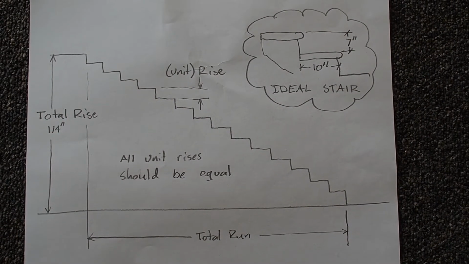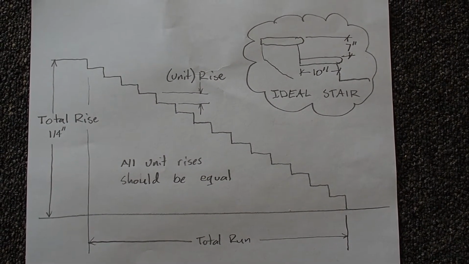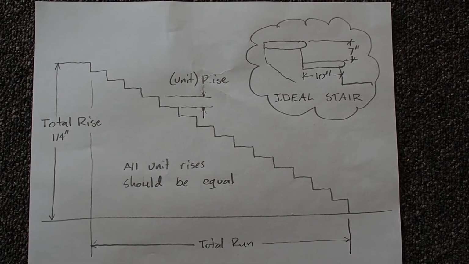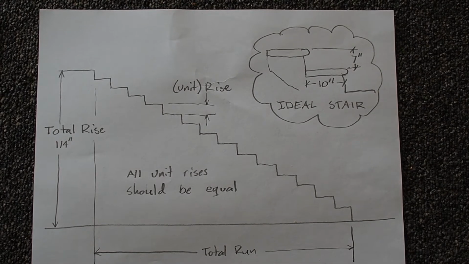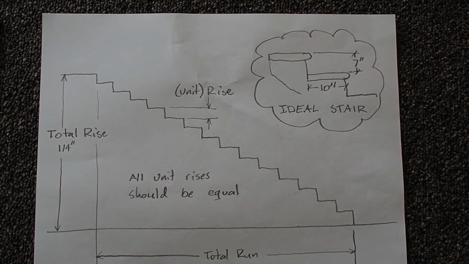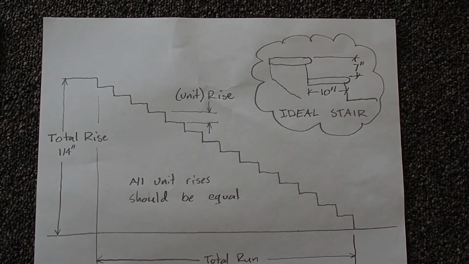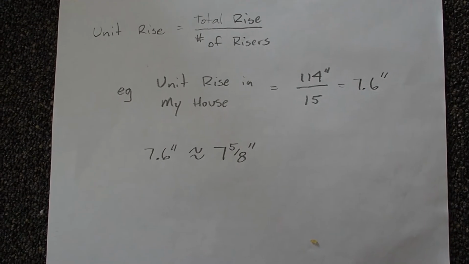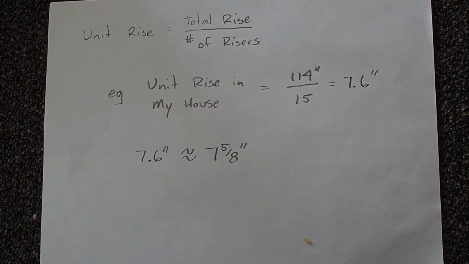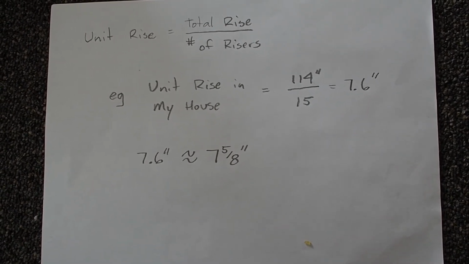Okay, the next question you need to ask, or you need to answer actually, is what will the unit rise be? Remember, the unit rise is the distance from the finished tread to finished tread, or it's the distance your foot moves every time you take a step. So on my set of stairs, I have a total rise of 114 inches, and I know that I want to have 15 steps in there.